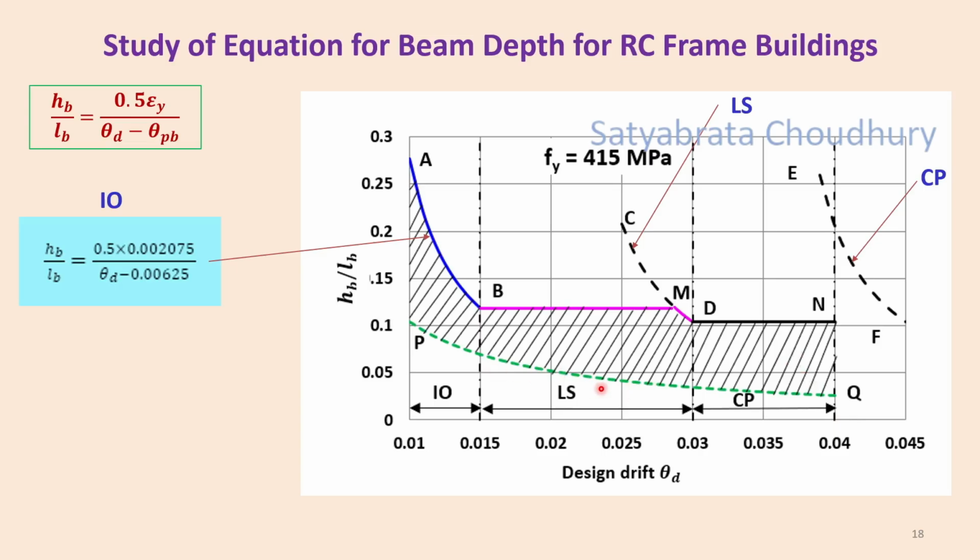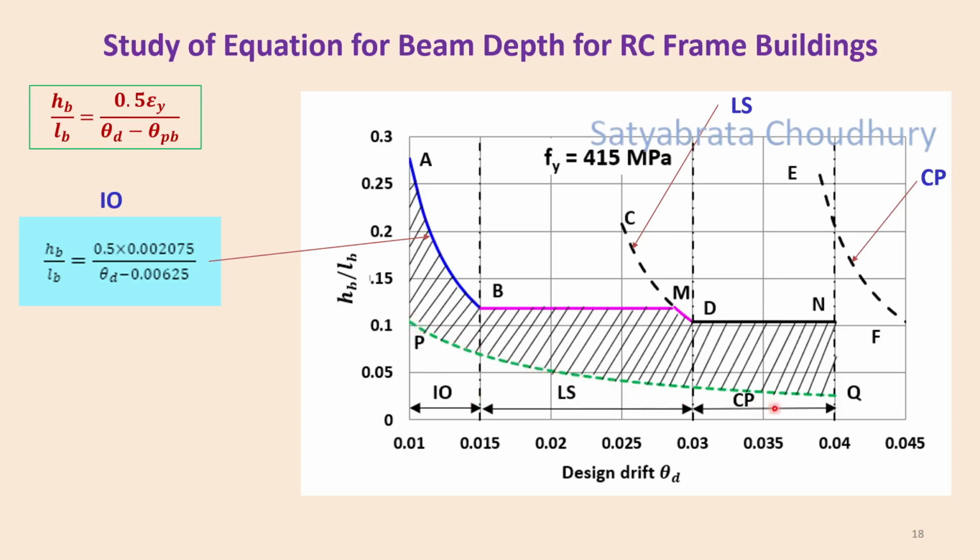What is the green curve here? The green curve is the elastic line. Now we go back to the equation here. What is the elastic condition? When the plastic angle is 0. So you put theta PB equal to 0 and you get this equation: HB by LB equals 0.5 epsilon y divided by theta D. Obviously, varying theta D from 1% to 4%, I can get a line.